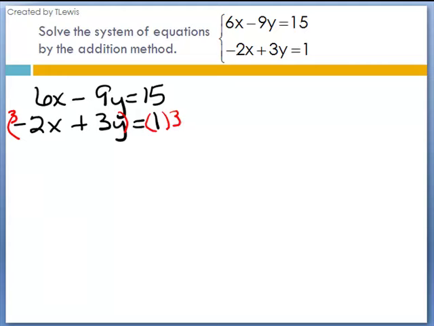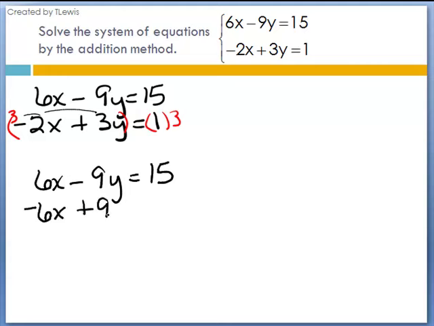So now, here we go. Here's your first equation, 6x minus 9y is equal to 15. Take the 3 and distribute to each term. We have negative 6x plus 9y is equal to 3. So our goal is to get rid of the x. So the x's are gone. But then you would, if possible, add the y's. But as we look at the y's, they're opposites of one another too. So that's going to cancel out.